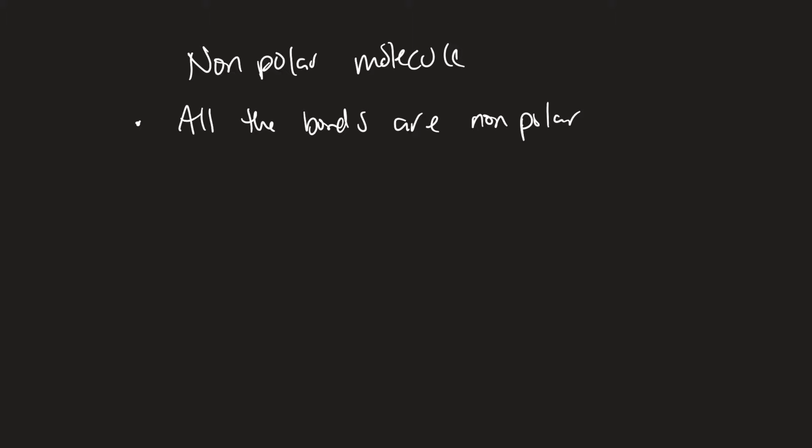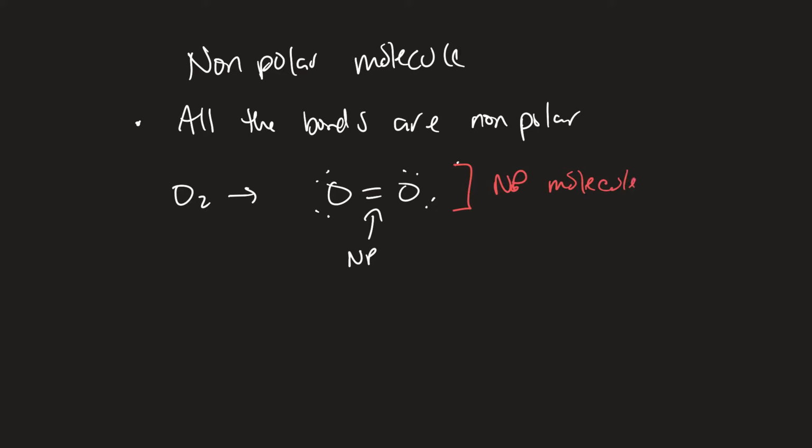So for example, if you're looking at O2, where you have these two oxygens bonded together like this, this bond is non-polar. Then this overall molecule is a non-polar molecule. We know that for sure. Obviously, if you have the same elements bonded together, it's going to be a non-polar molecule.